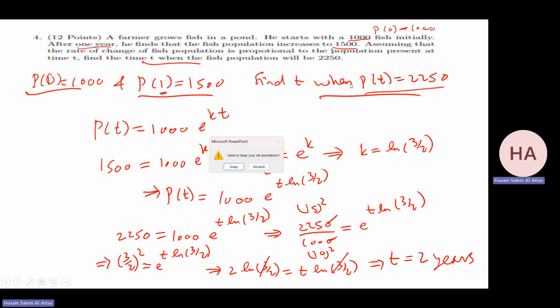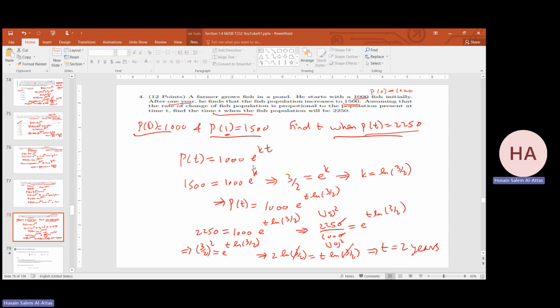Okay. Now we'll finish all the ones about the growth and decay, all the questions. And then I think we'll go to Newton's law of cooling, which will be in the next recording.